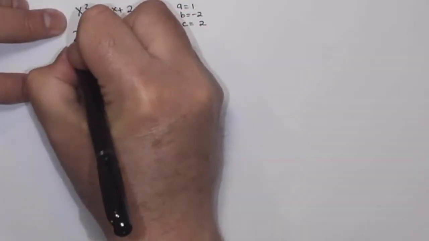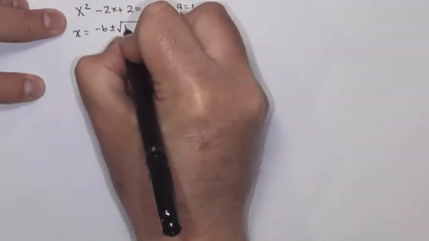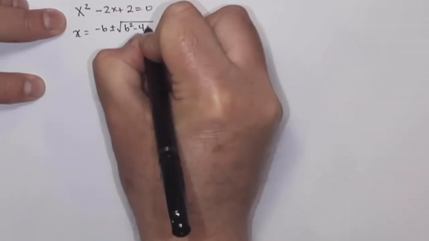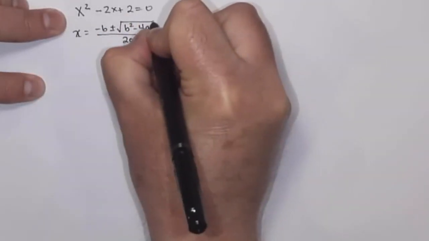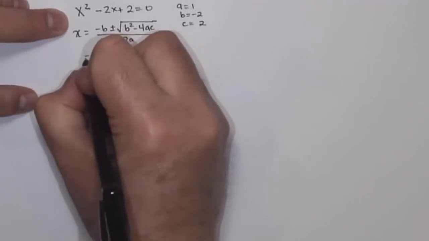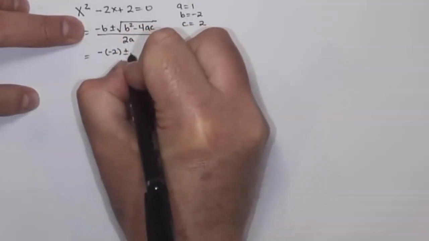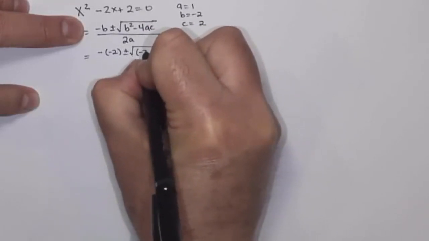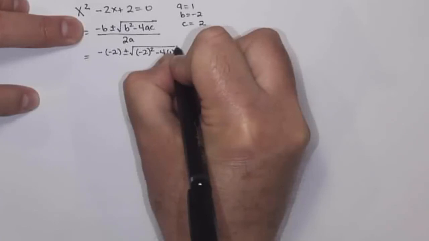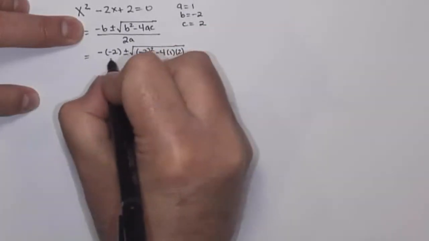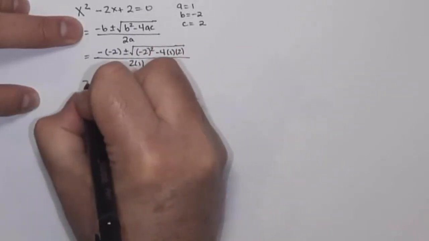And so the quadratic formula, negative b plus or minus the square root of b squared minus 4ac all over 2 times a. Okay, so substituting in, I'm going to have the negative of negative 2 plus or minus the square root of negative 2 squared minus 4 times 1 times 2, and that is all over 2 times 1.